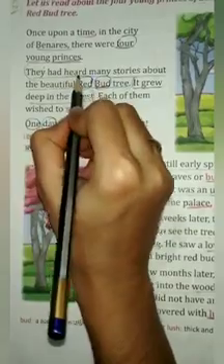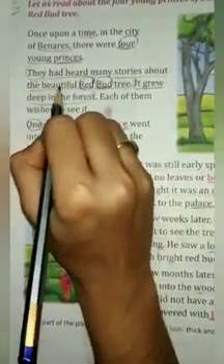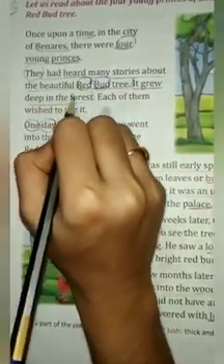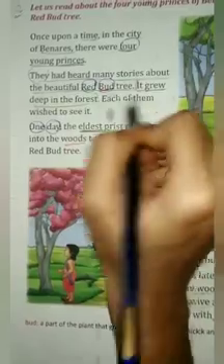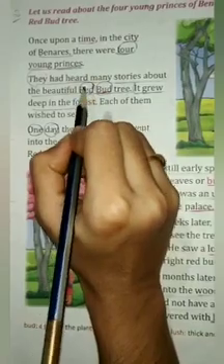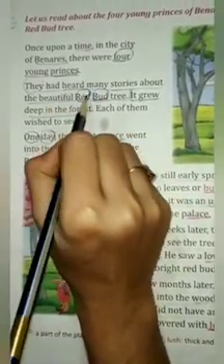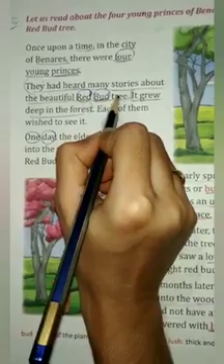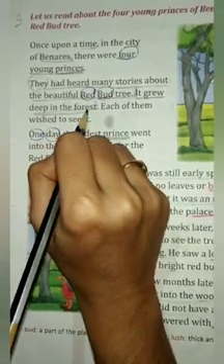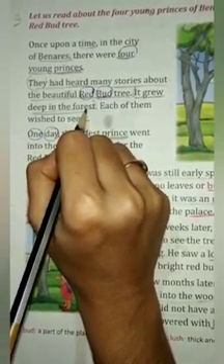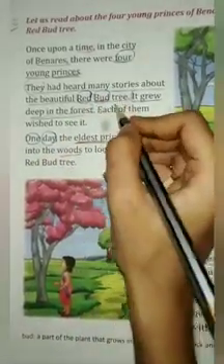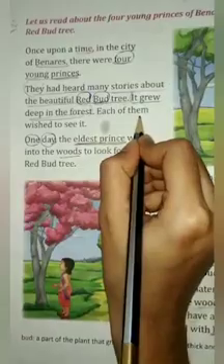They had heard many stories about the beautiful redbud tree. It grew deep in the forest. Each of them wished to see it. They had heard many stories about the beautiful redbud tree, which grew deep in the forest. Deep in the forest means बहुत घने जंगल में वो पेड़ था. Okay? And all of them wished to see the tree.